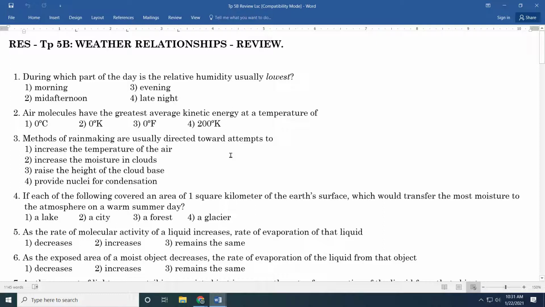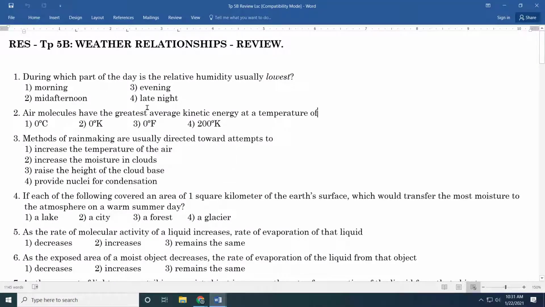All right, let's go through 5B weather relationships review, see how you did. Don't beat yourself up too much if you miss a few. Some of these are pretty tough because with relationships, one thing can affect another and it's easy to get lost in it. But we will soldier on.